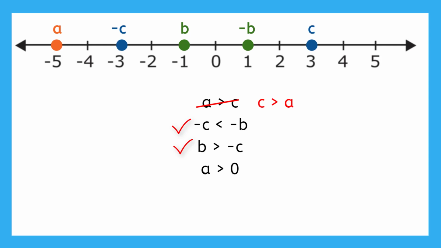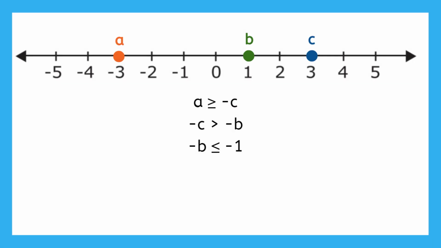Now for this last one. Is A greater than 0? Point A is over here to the left of 0. That means A is a negative number. So A is not greater than 0. And we can write the true inequality as A is less than 0.